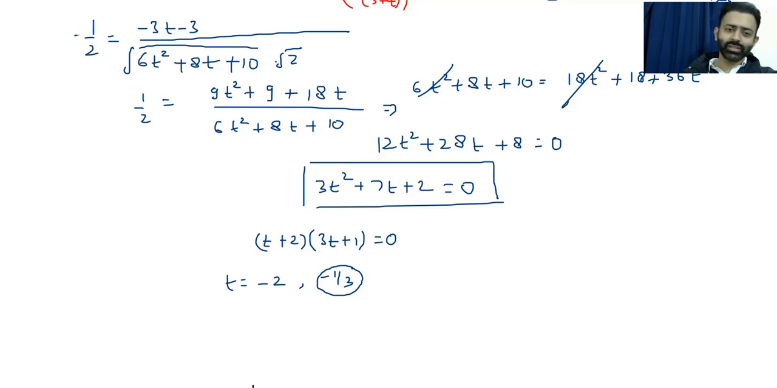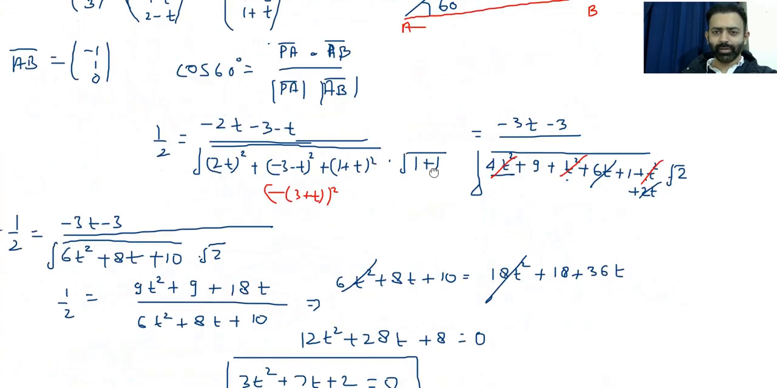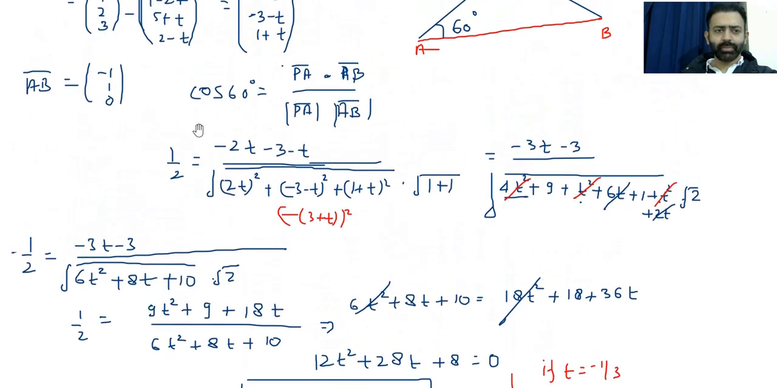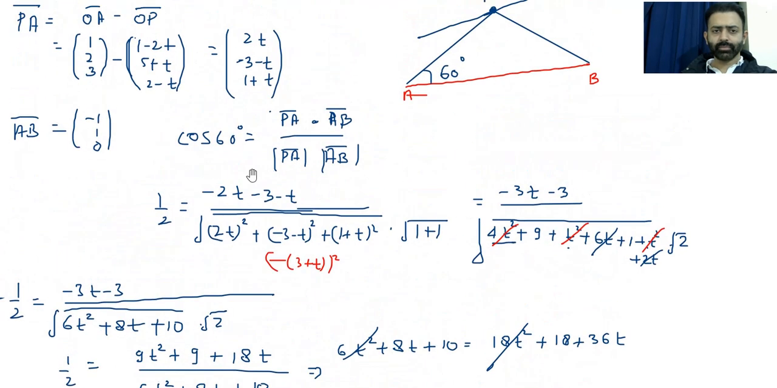And what we need to test is the cos 60, means the angle formula, right? What angle formula? See this diagram: if I take t as minus 1/3, will the angle between PA and AB be 60 degree, right? So if t is minus 1/3, let us find out PA. Let me take another color. So PA, I'm choosing if t is minus 1/3. So what is the vector PA? PA is 2t, right? So it will be minus 2 by 3.